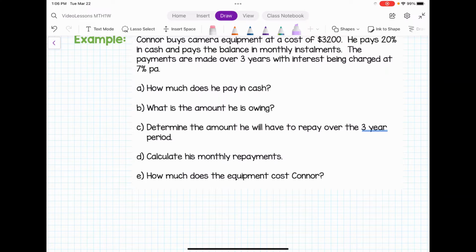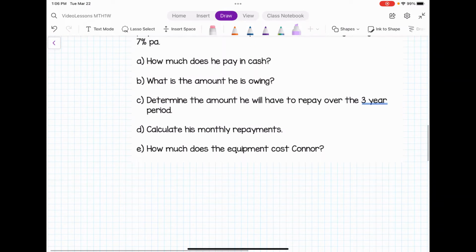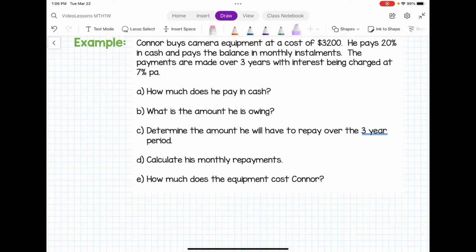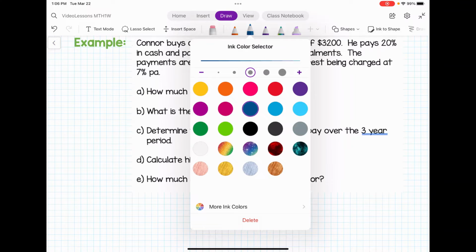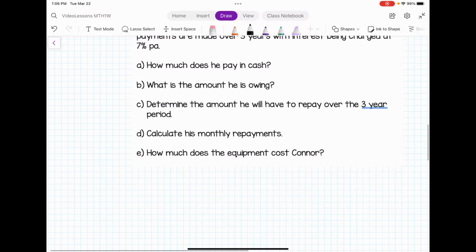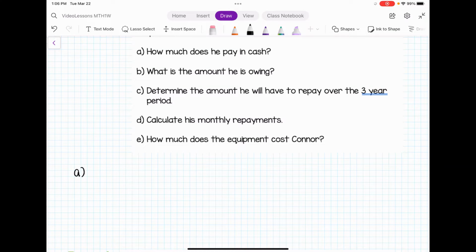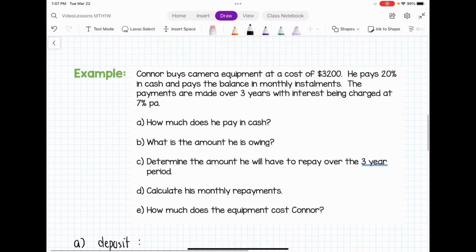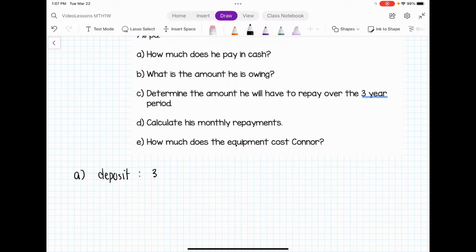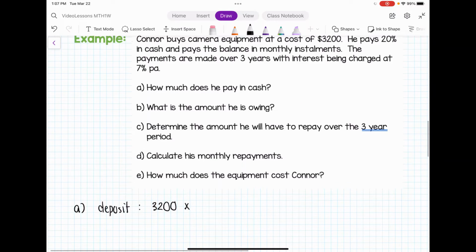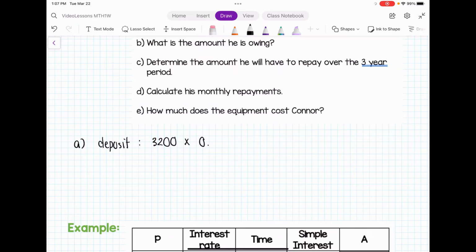Okay, Connor buys camera equipment at a cost of $3,200. He pays 20% in cash and pays the balance in monthly installments. The payments are made over 3 years with interest being charged at 7% per annum. So how much does he pay in cash? The cash payment, or the deposit, is 20% of this.